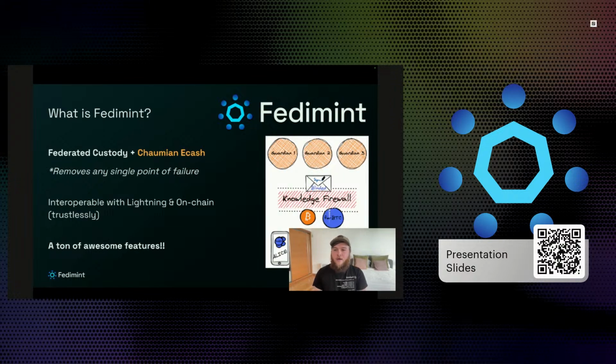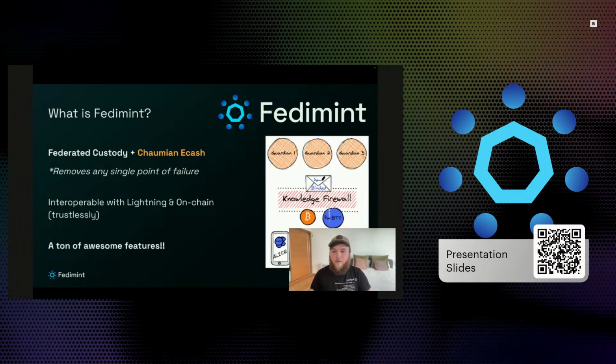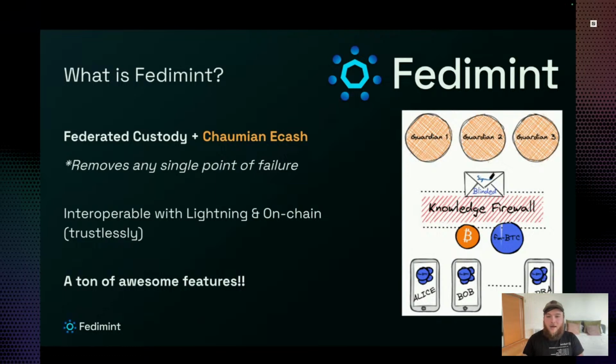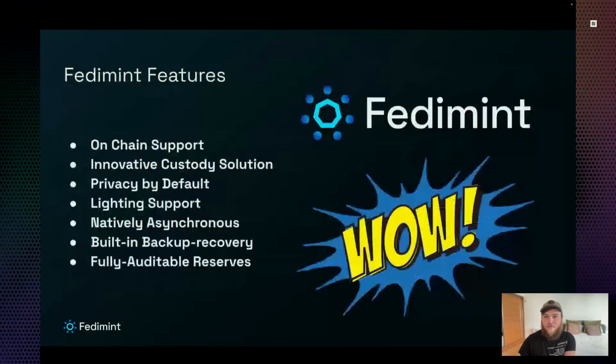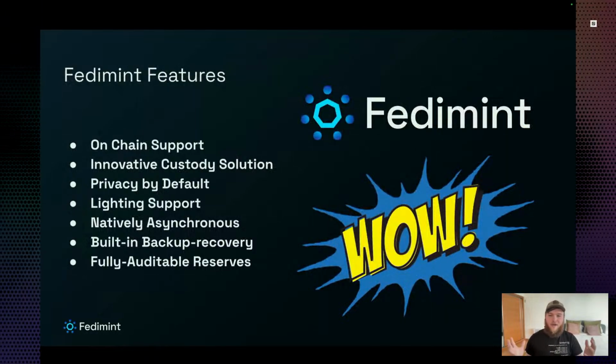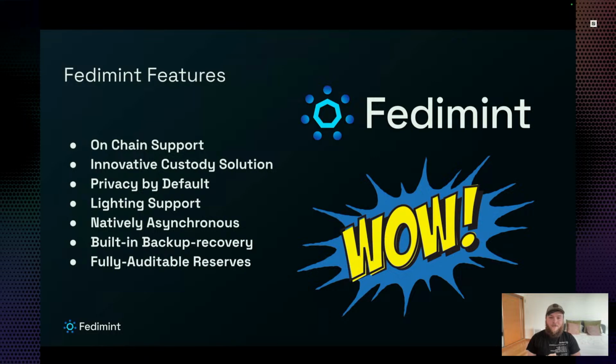Fedimint allows you to have completely interoperable payments between Lightning and on-chain Bitcoin. And there's a bunch of awesome features in Fedimint. Everybody loves it. It's the best thing since sliced bread. There's a ton of awesome features, such as on-chain support, innovative custody solution, privacy by default, Lightning support, natively asynchronous, which is very important for app development. You have backup and recovery built in, and auditable reserves. Wow, look at all of the features.